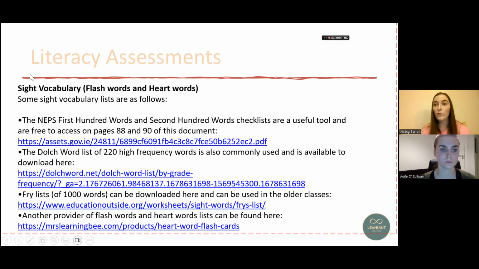So we have popped again some free links to sight vocabulary, or as they're more commonly known now, flash words and heart words. And again, you can take these assessments and subdivide them into flash words and heart words. So there's the NEP's first 100 words and second 100 words checklist, the Dolch word list, which is 220 high frequency words, the Fry's list, which is 1,000 words, and then another provider of heart and flash words is Mrs. Learning Bee, and she's on Instagram, and she has hers divided into flash and heart words.